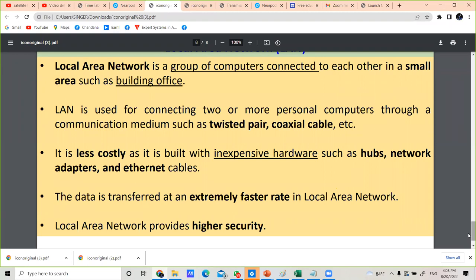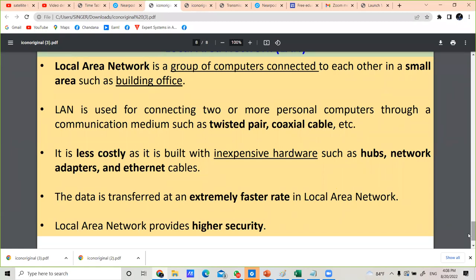Then it gives some other features. It says less cost, inexpensive hardware. They are using inexpensive hardware such as hubs, network adapters, and Ethernet cable. These devices are not much expensive. They are using less costly devices.